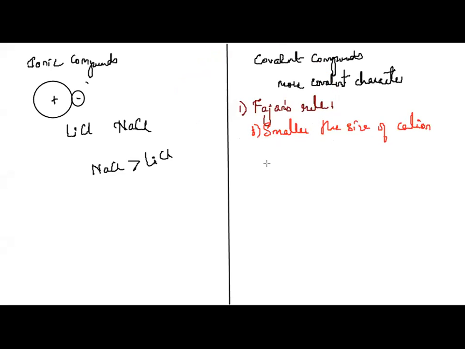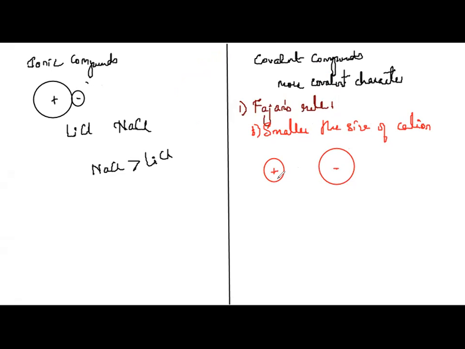Okay, so smaller the size of cation and larger the size of anion. Okay, so I've done vice versa. So if the size of cation is small and size of anion is large, opposite of this. If this is the case, it is purely ionic. I am speaking in covalent compounds where covalent character is more. Okay, getting my point? Okay, fine.